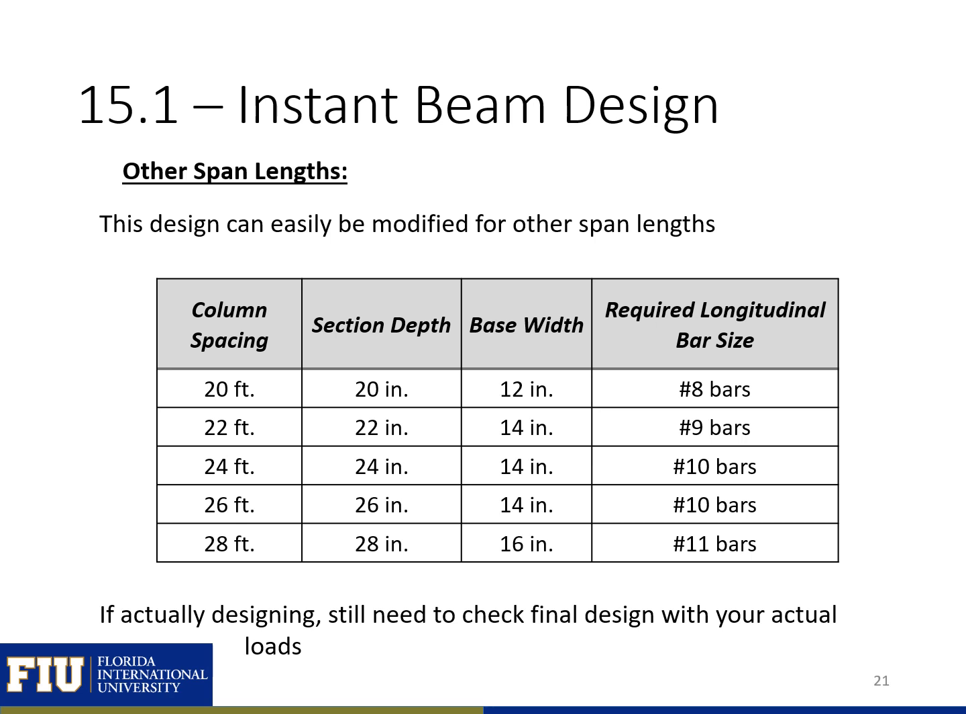We can easily modify the design to other span lengths. We designed a 20-foot span length on the previous slides, but if we were to change the column spacing to 22 feet, we would need a section depth of 22 inches, a base width of 14 inches, and number 9 bars in the same configuration that we had our number 8 bars. For a 24-foot span, we need a 24-inch deep section, 14-inch width, and number 10 bars. 26-foot span, a 26-inch depth, 14 inches width, and number 10 bars. And a 28-foot span, a 28-inch depth, 16-inch width, and number 11 bars.